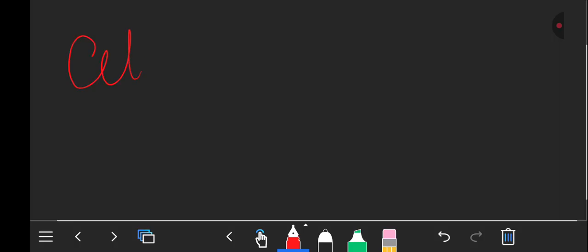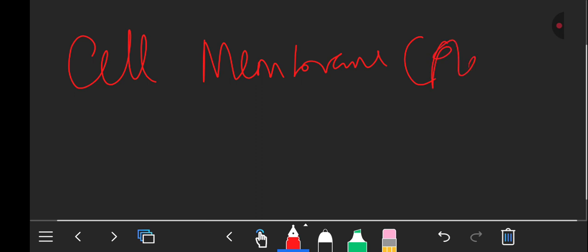Then let's talk about the cell membrane. This cell membrane is sometimes known as the plasma membrane. So it's just one and the same thing when you hear the cell membrane or the plasma membrane. But one thing about the cell membrane is that it has two parts. Okay, let me draw it.